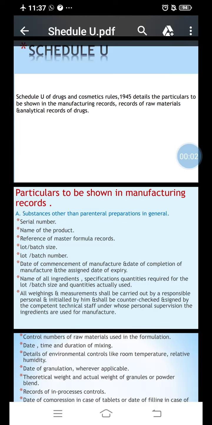Hi everyone. In the last lecture you saw a detailed study of Schedule T, that is, the good manufacturing practice in pharmacy. Now today I will discuss the next, that is, Schedule U.